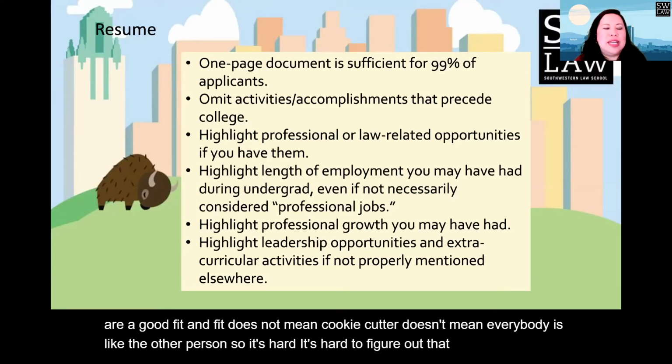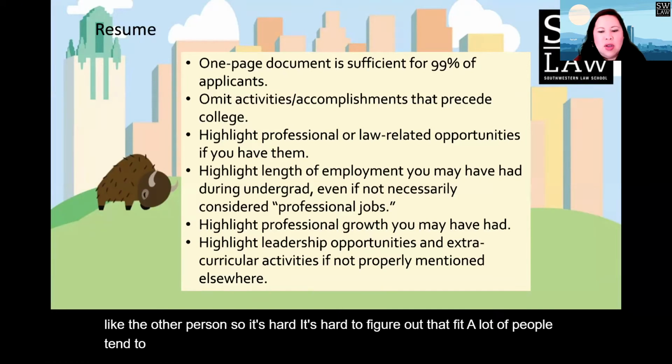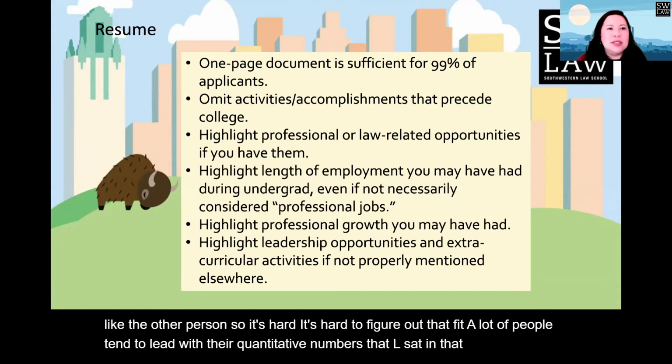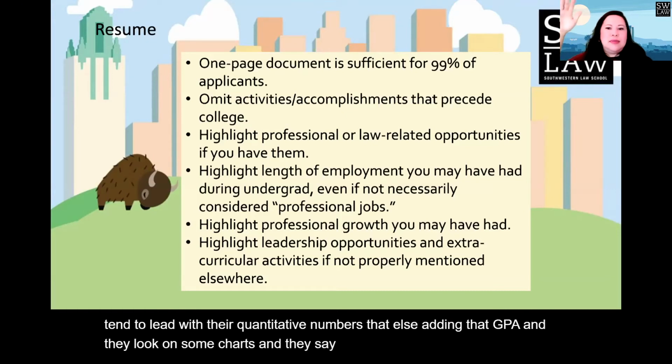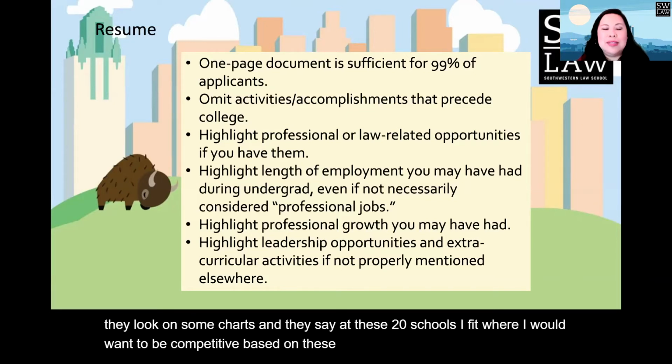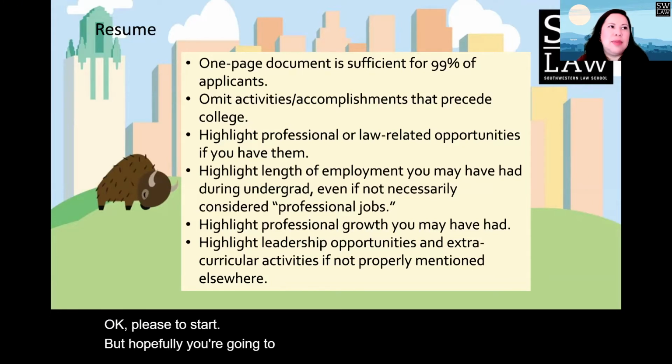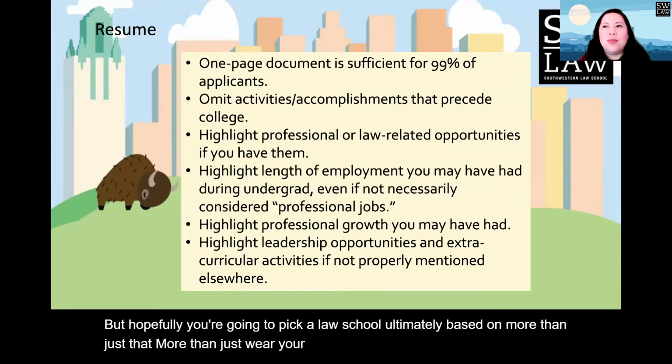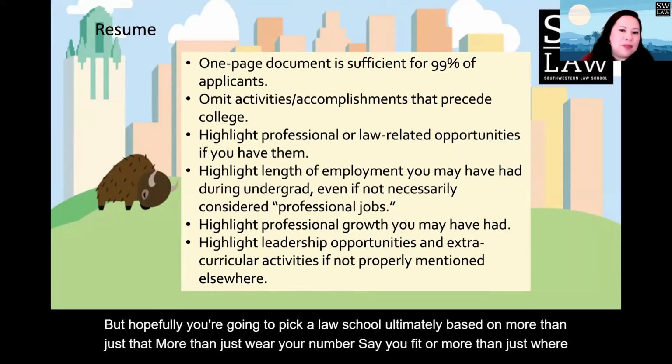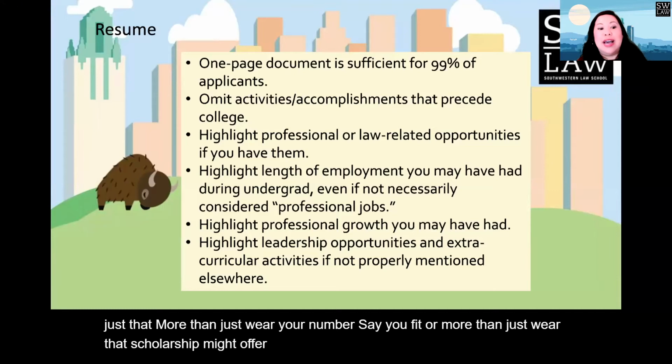A lot of people tend to lead with their quantitative numbers, that LSAT and that GPA, and they look on some charts and say, oh, okay, at these 20 schools, I fit, where I would want to be competitive based on these numbers. And that's an okay place to start, but hopefully you're going to pick a law school ultimately based on more than just where your numbers say you fit, or more than just where that scholarship might offer you. Hopefully it's in totality that you're also going to have other factors.